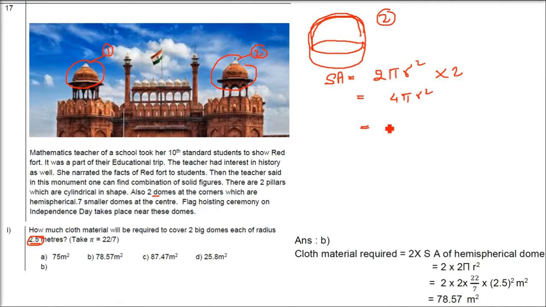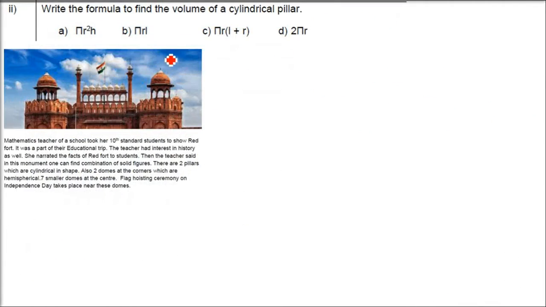Now radius is given. Radius is 2.5 meter. So just put it here: 4 into 22 by 7 into 2.5 into 2.5. Just multiply it here, and the solution I have given in front of you. This has to be in meter square, because the area has to be found. Meter is the unit. So 78.57 meters square will come. B is the correct answer. So there are 5 subparts, any 4 you have to do.